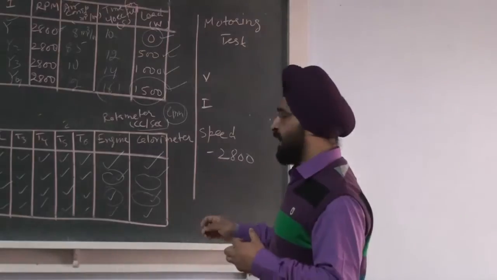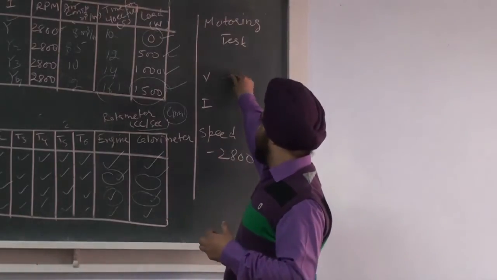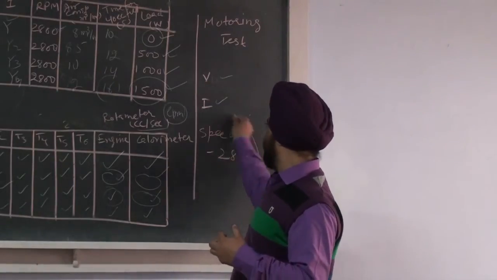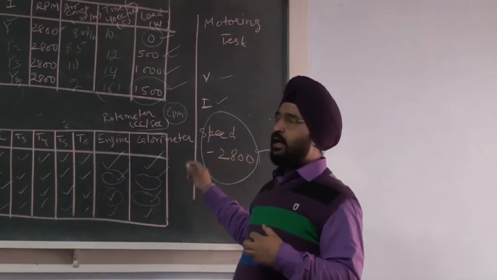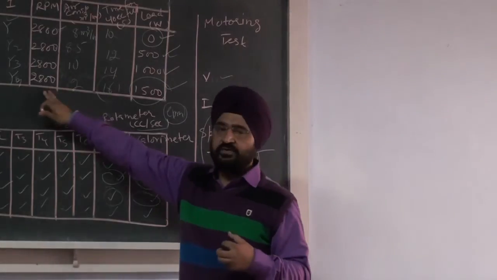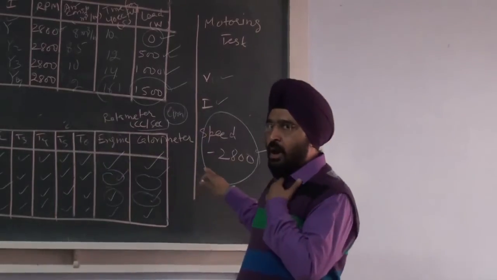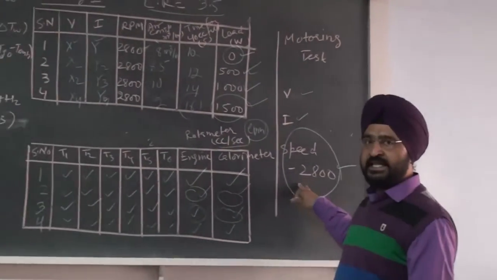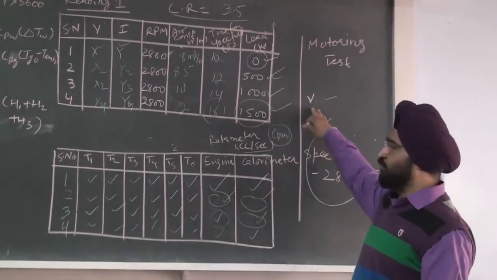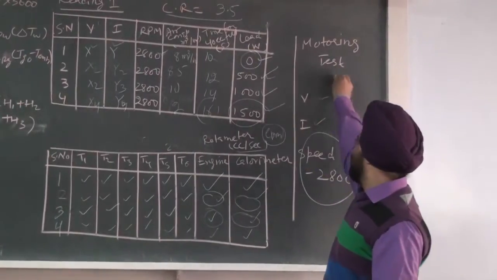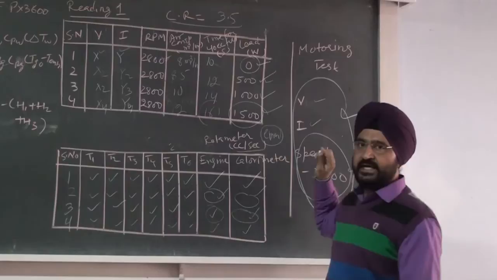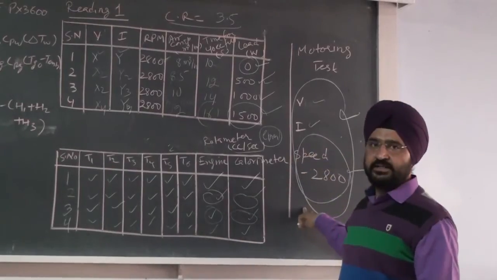So we will slowly apply voltage and current through the knob till the speed is 2800. Why 2800? Because we have done the experiments at 2800. So till the speed is 2800, V and I should be noted. So the motoring test is done, and this experiment is complete.